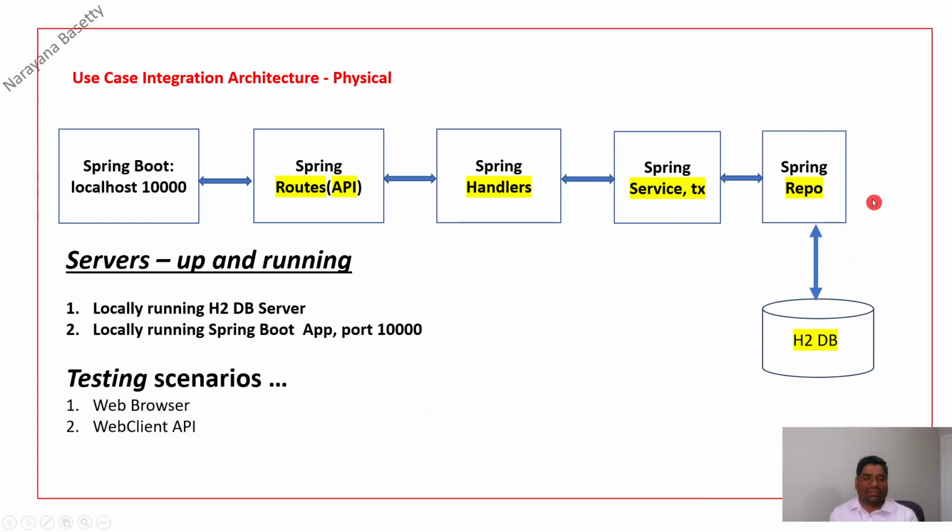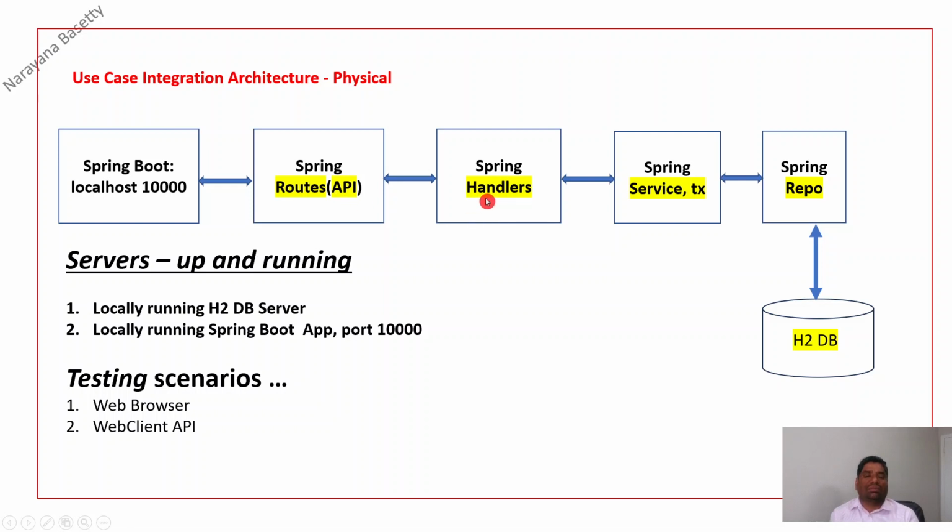If you look at it, this is horizontally represented here. So I am running a Spring Boot microservice which runs on port 10,000, and I have Spring WebFlux routes. WebFlux provides a routes mechanism for exposing the APIs to the outside world. So this is the API we are using which supports the reactive programming model, and then this will use a handler. Handler is another component which can be called by the routes.